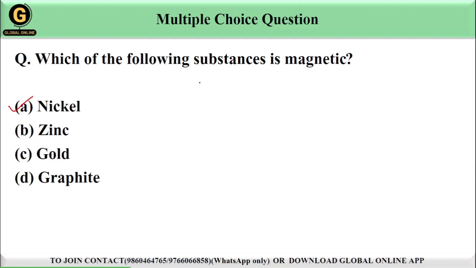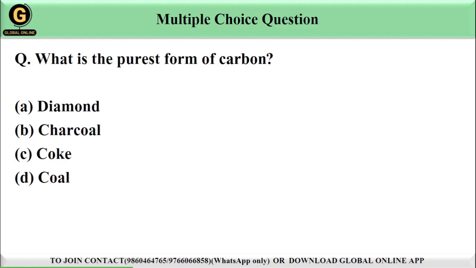Guys, let's move to the next question. What is the purest form of carbon? We have options here. Option A, diamond. Option B, charcoal. Option C, coke. And option D, coal. The correct answer for this question will be diamond. Because guys, diamond is the purest form of carbon because it consists of only carbon atoms arranged in a crystal lattice. Other forms like charcoal, coke and coal contain impurities along with the carbon. Hence, the correct answer for this question is option A, diamond.